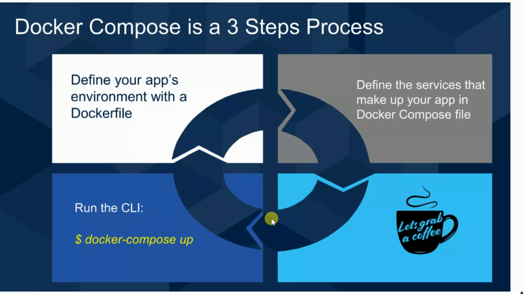Now Docker Compose is a 3-step process. First, define your app's environment with a file called Dockerfile. For example, if I have LAMP or else Node.js plus Nginx, for both applications I need to set up a Dockerfile. Then define the services that make up your application in a Compose file. We just need to use that Docker name in the Docker Compose file.